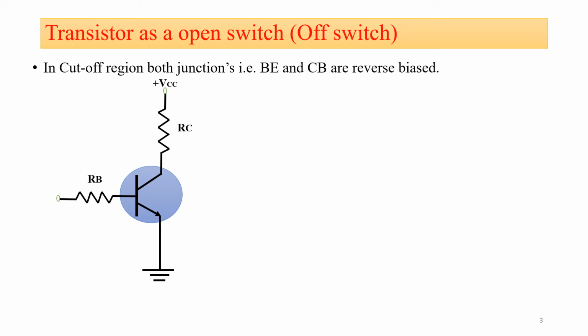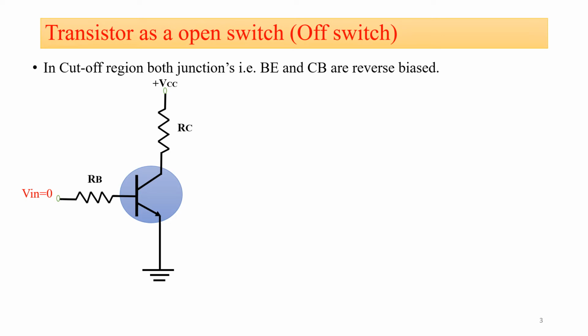But what about our base emitter junction? Now suppose we apply input voltage equal to 0, which means our base terminal is open. When our base terminal is open or our input voltage equals 0, that indicates our base emitter junction is also connected in reverse bias condition. So in this way we can say that our base emitter as well as collector base junctions are connected in reverse bias.